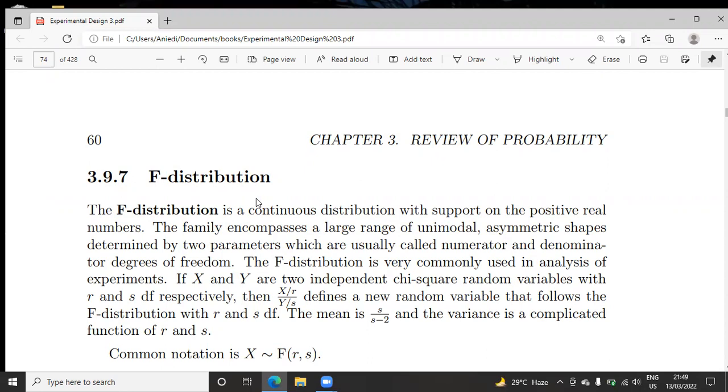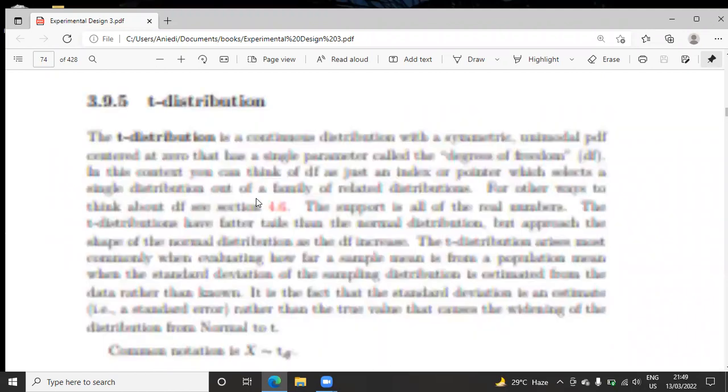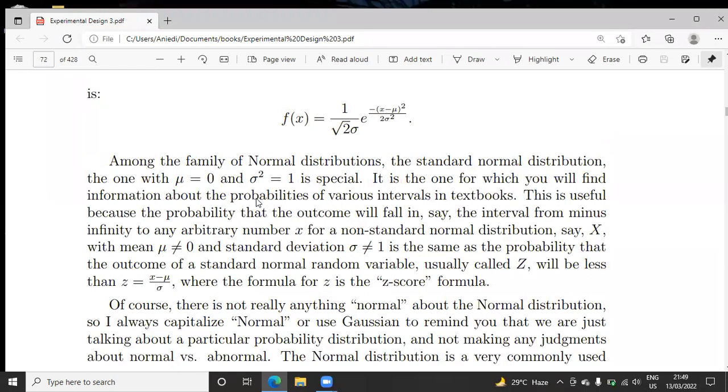Yes, I understood the T distribution, chi-square, F distribution. Yes, very well. So all population. Please, I have a question. Please. Can I go on? Yes, continue.